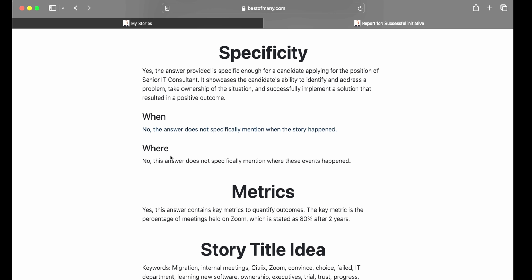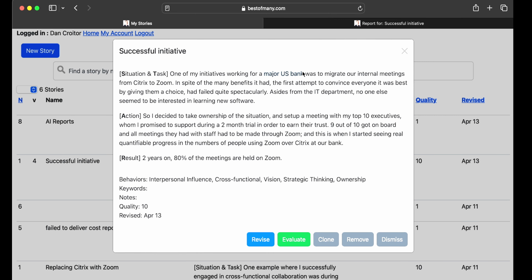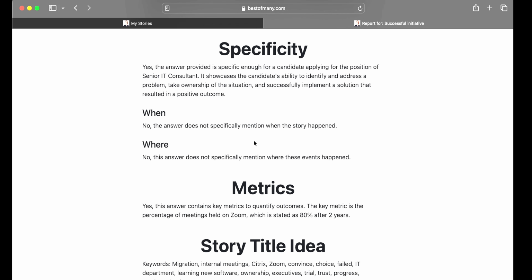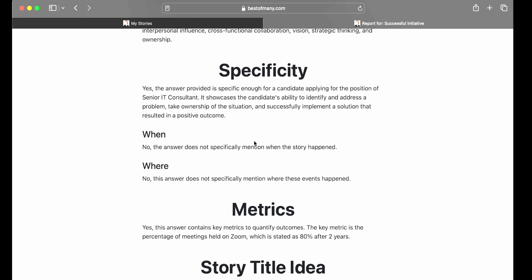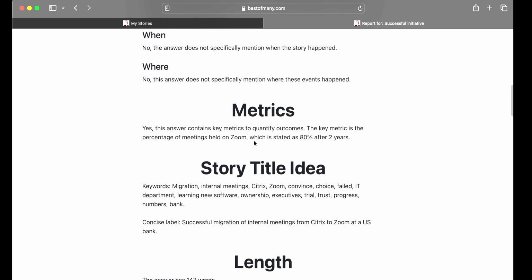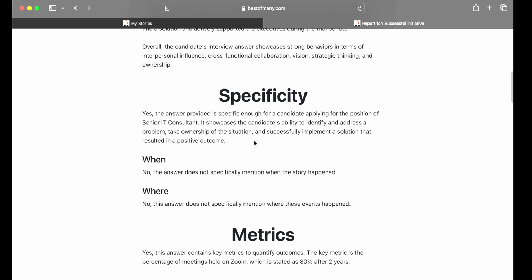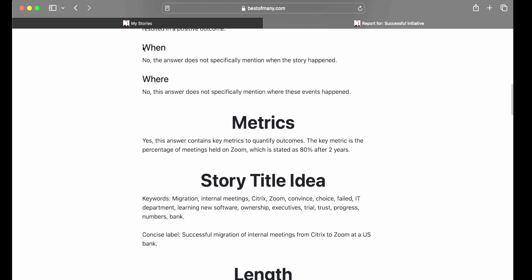Where? Okay, so it does not specifically mention where these events happened, even if it says a major US bank. I don't believe this information should be under any non-disclosure agreement, so it could as well be mentioned there, and therefore improve your answer for the purpose of a job interview. The more specific they are, the more relatable and the more convincing as well. And this is, by the way, a problem in around 90% of interview answers, the one with specificity and mentioning when and where. Next one, metrics.